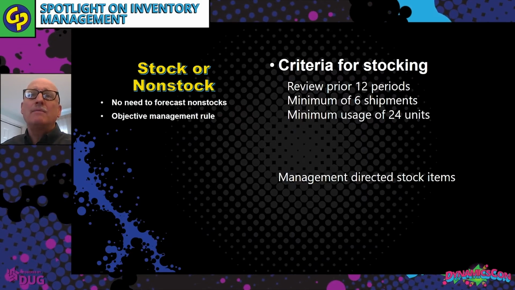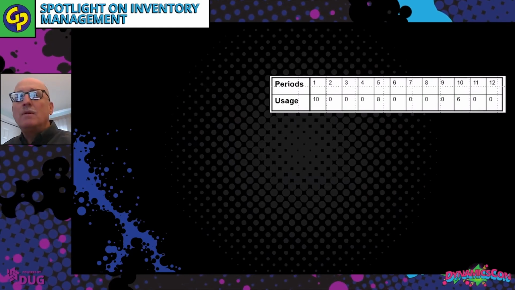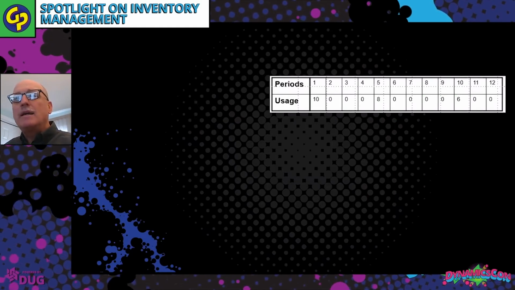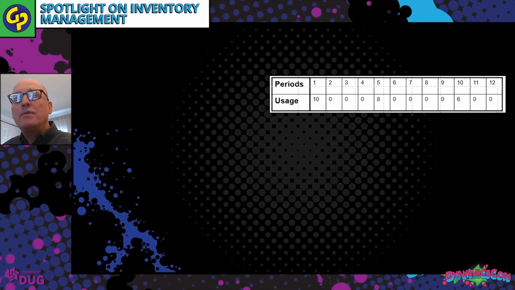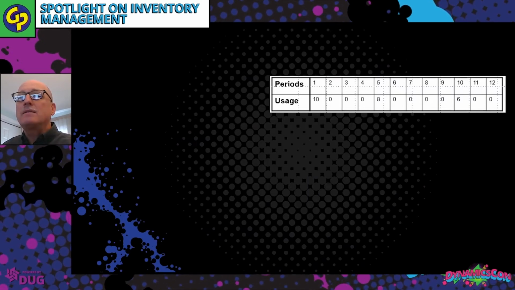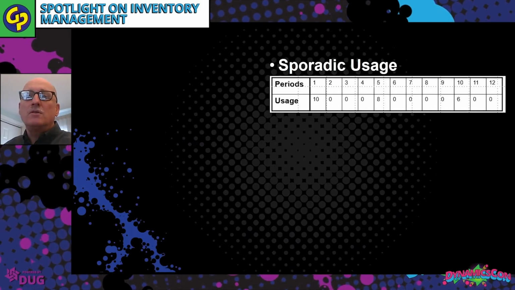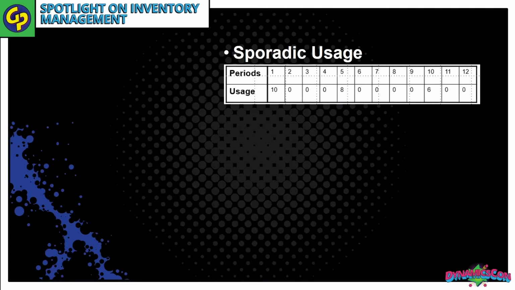Now, how do we handle items, as I said, that don't have a whole lot of usage? Here's an example where this item doesn't have a lot of usage. We sold 10 last month, 8 5 periods ago, and 6 10 periods ago. So we would call this sporadic usage. How do we handle that?